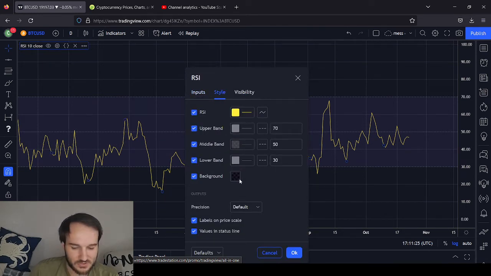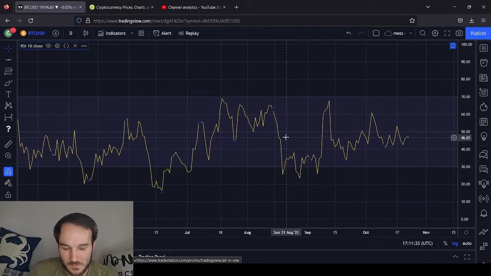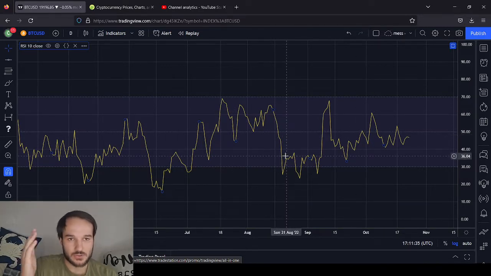It just calls it the background. The lower and middle band. There we go. Lower, middle, upper bands. This is your band, your RSI band. It marks when you're oversold and overbought.